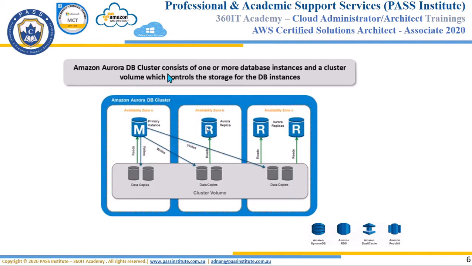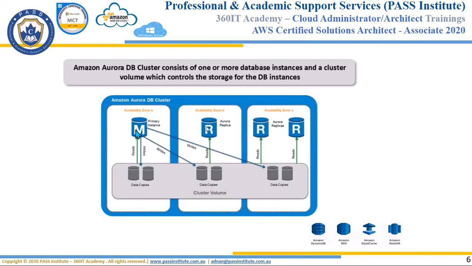An Amazon Aurora DB cluster consists of one or more database instances and a cluster volume, which controls the storage of the DB instances. So a cluster is basically one database and 2 replica DBs. Here this is replica number 1, this is replica number 2. Whatever is happening on the main primary instance is being written to the other database copies as well.